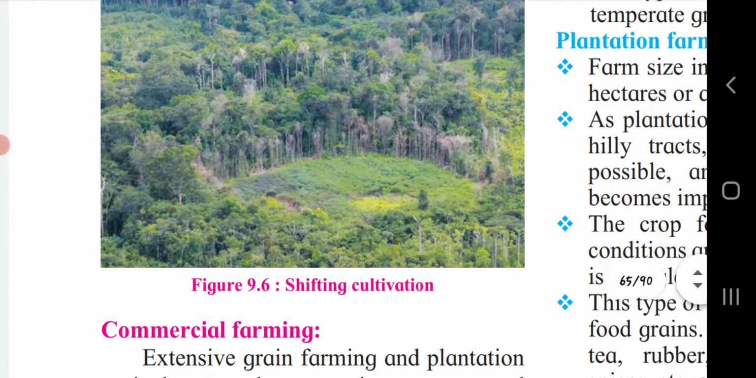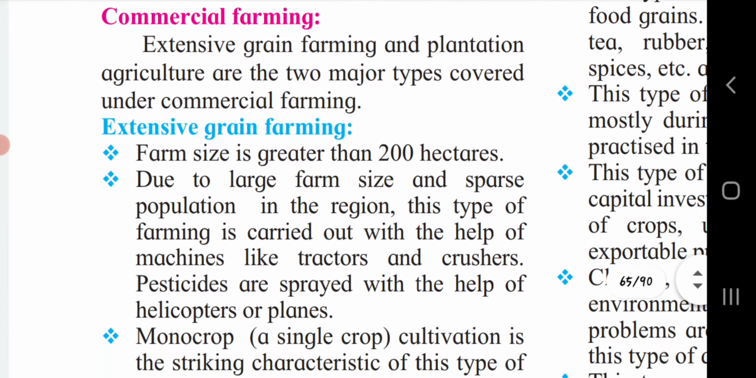Next is commercial farming. Commercial farming, the farming carried out to fulfill the basic needs as well as for commercial gains, is known as commercial farming. Among all these types, the major types of commercial farming are extensive grain farming and plantation farming.